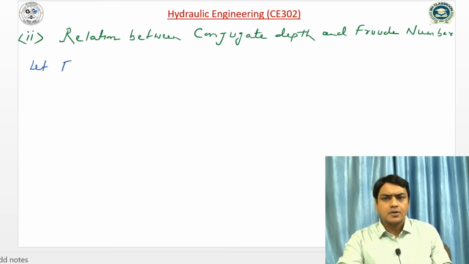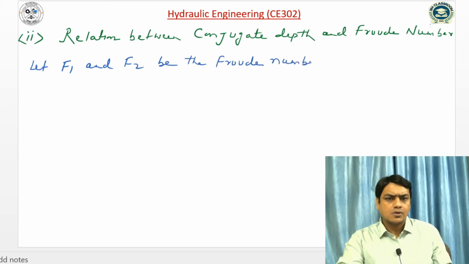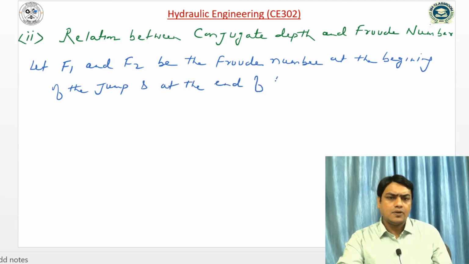So let F1 and F2 be the Froude number at the beginning of the jump and at the end of the jump respectively.